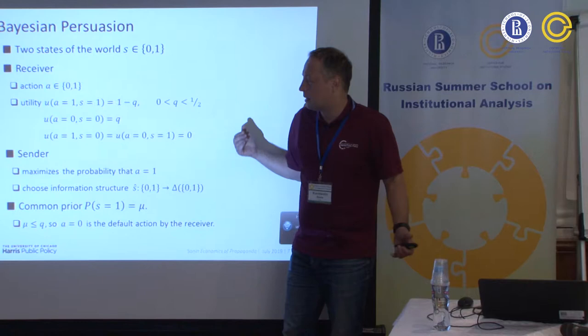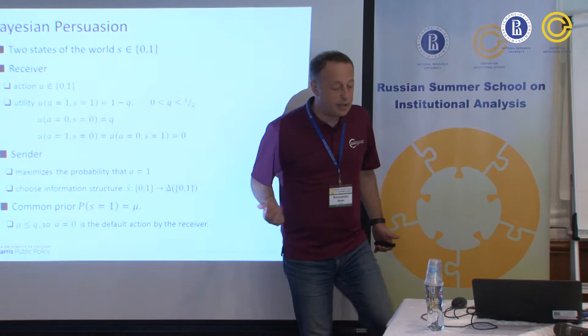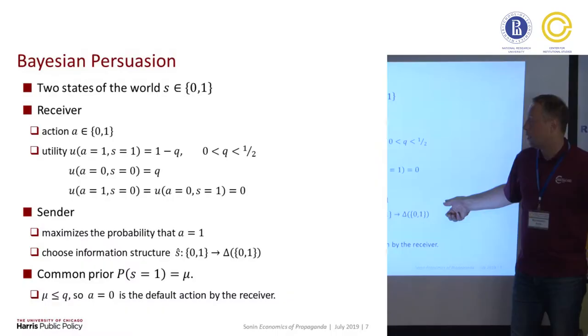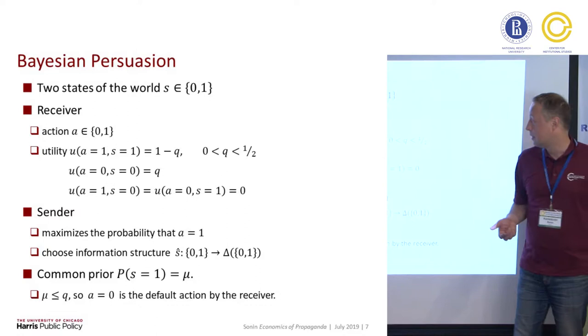The state of the world is not known to either the receiver or the sender. But the sender could choose an information structure. Basically, the sender chooses what is going to be reported once the state of the world is realized, right? So first, the sender chooses the information structure. Then the state of the world is realized. Then the information structure that was chosen by the sender runs, then the receiver takes an action.